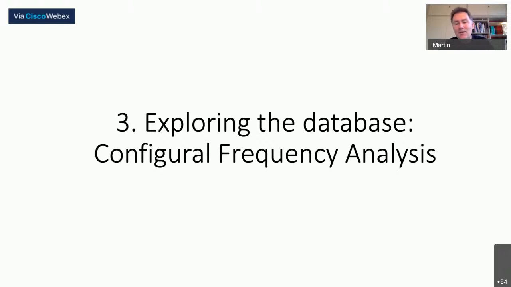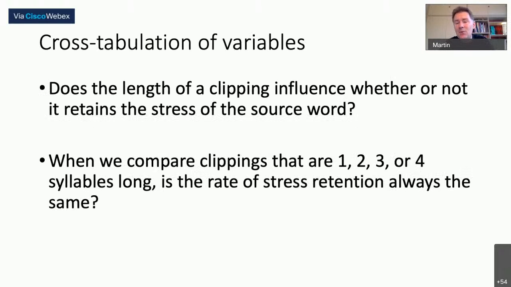In the next minutes, I'd like to explain how this technique works and what results we can obtain if we use it. Essentially, the approach relies on the cross-tabulation of variables, which allows you to check whether or not 2 variables are mutually independent. Let's take an example to make this more concrete. One variable that I talked about is the length of our clippings. Does a clipping have 1 syllable? Does it have 2 syllables, 3 syllables, or even more?